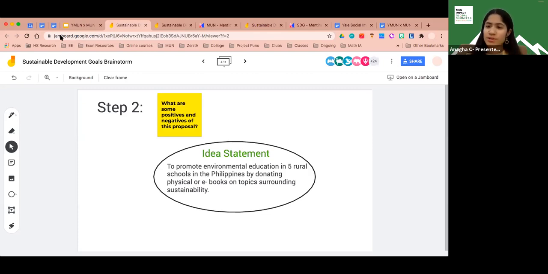So using post-it notes again, but please do so responsibly, what are some positives and negatives of this proposal, do you think? Do you think it's too vague? What is something good or something not so good about this proposal, if I were to submit this for the Social Impact Challenge?